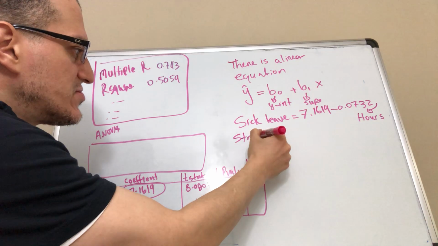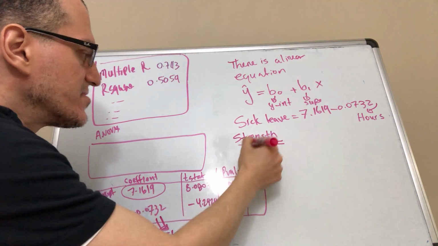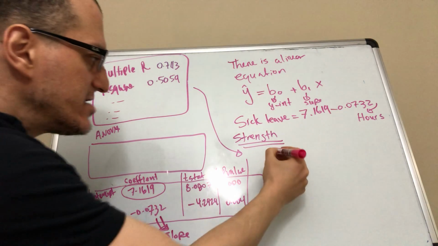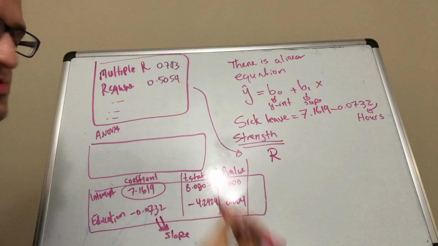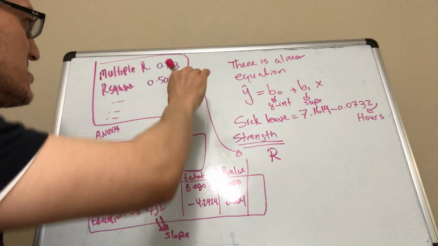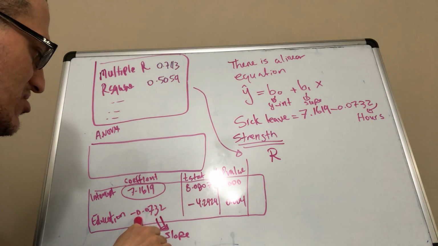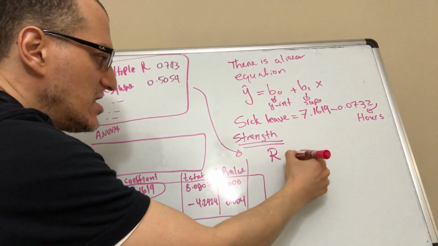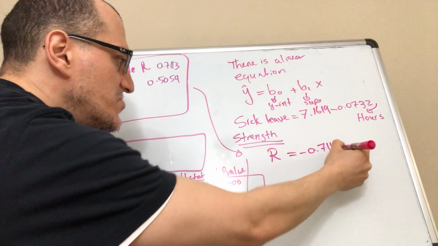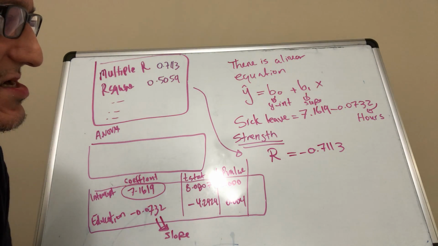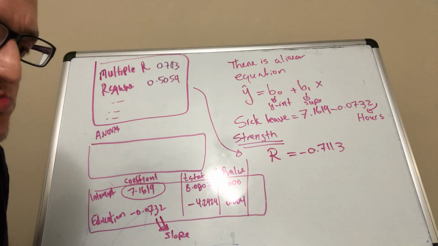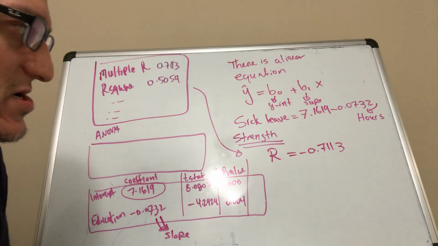To talk about the strengths of the relationship, you can talk about it from the value of R. Now, the value of R, Excel always gives you the value of R as positive number, but you have to check the slope. If the slope is negative, you have to say your R is negative 0.7113. Anything in the 70 above range, we consider this somehow strong relationship.